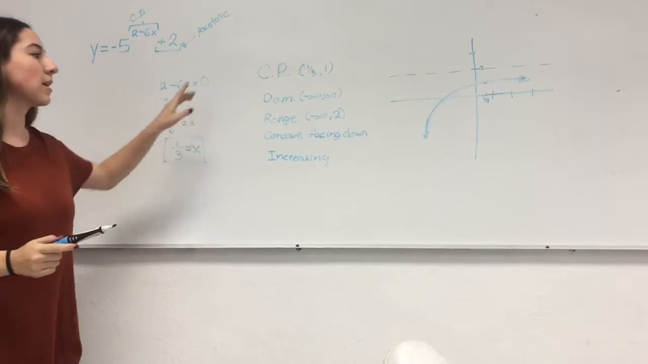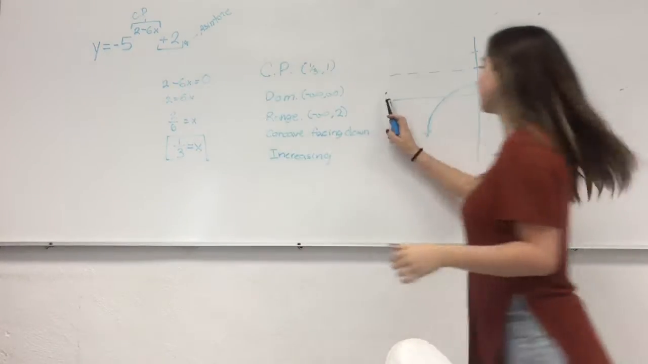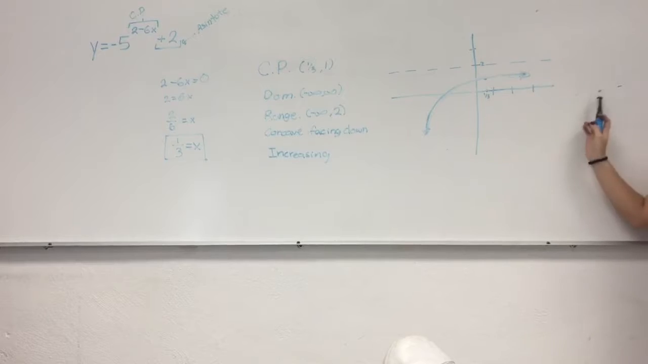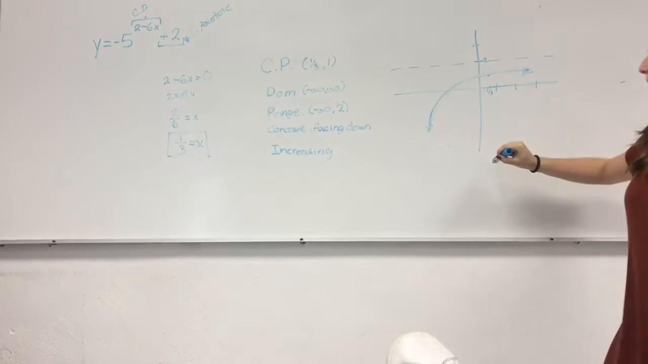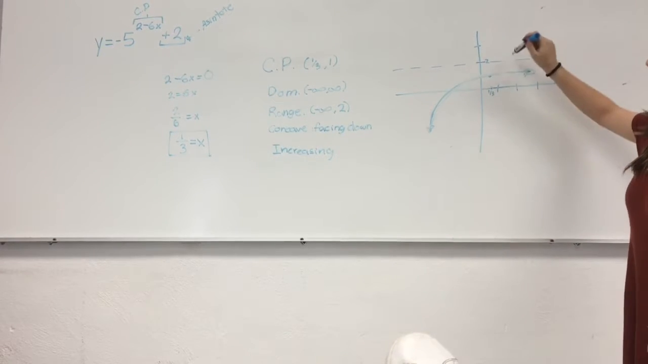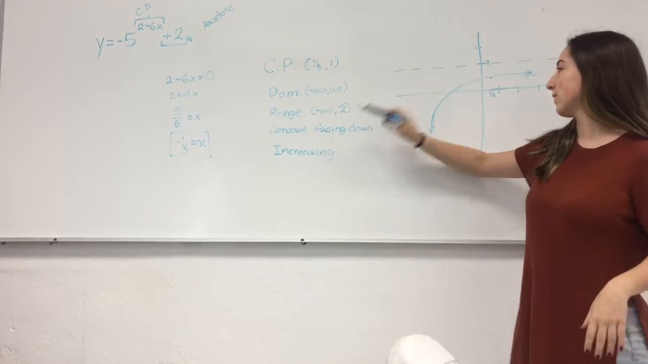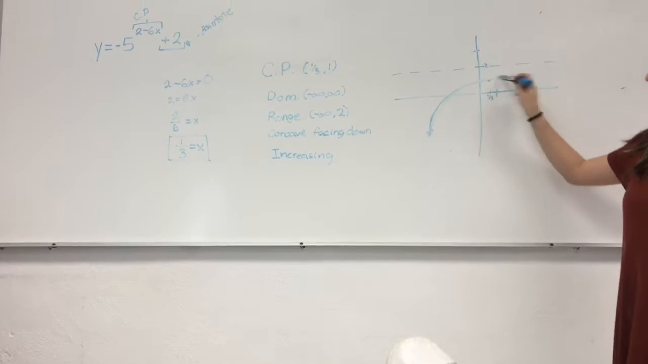The domain is from minus infinity to infinity. Then the range is from minus infinity to 2. And the concavity is facing down, and the arrow is increasing.